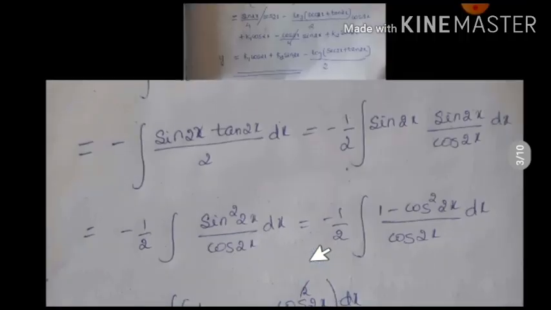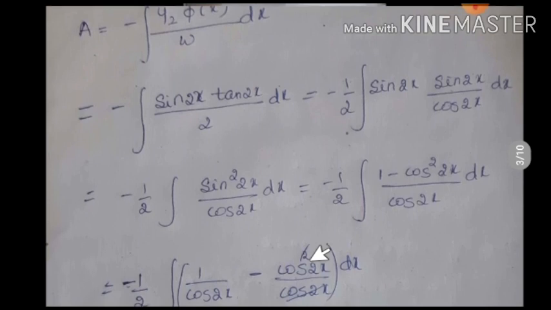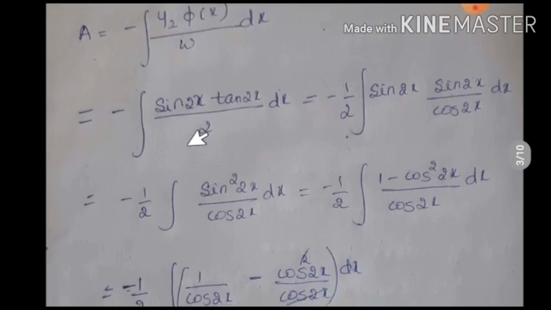Now, what is A here? A is nothing but, the formula you have to write, minus integral y2 phi of x by w into dx. Substitute y2, which is sin 2x. Phi of x, what have they given? Tan 2x. The W value we found is 2. Now before integrating, see if you can simplify this trigonometric function. Tan 2x can be written as sin 2x by cos 2x. So the numerator will become what? Sin square 2x. This 1 by 2 I have taken outside the integral notation.